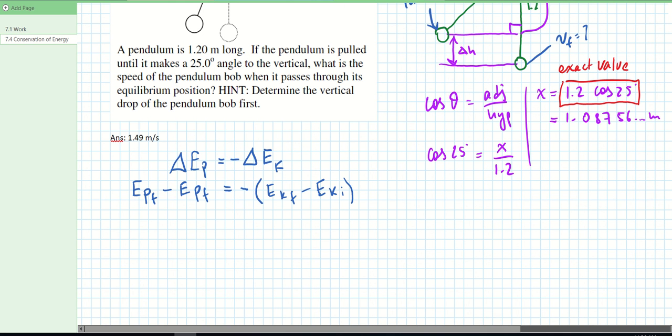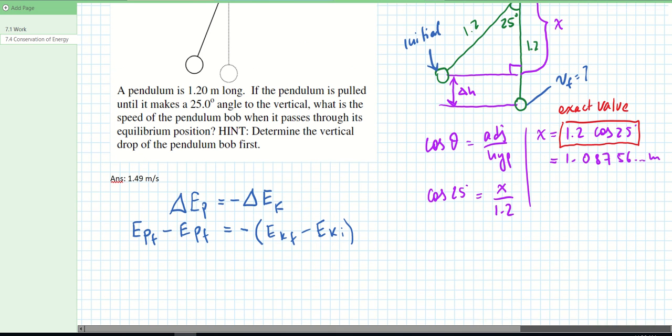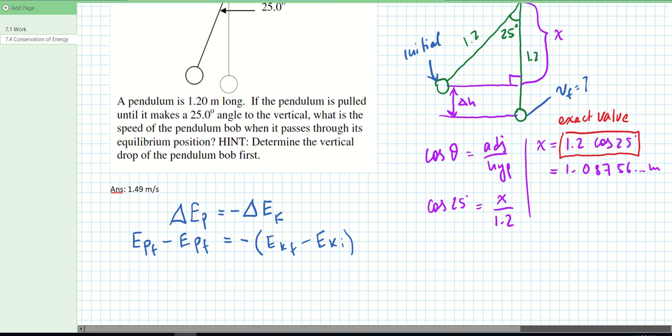So anyway, let's expand this further. Let's look at our diagram here and think about what's going on. At the initial point, we have no kinetic energy. The bob is not moving, so that means the initial kinetic energy is going to be 0. So this term we can reduce right away. Okay, so no initial kinetic energy.